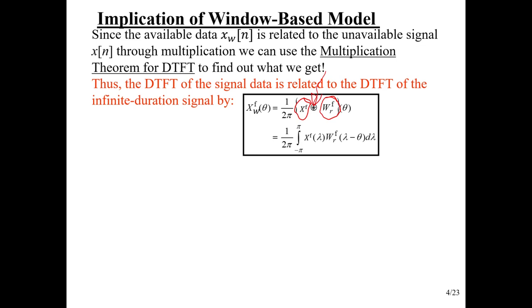Because DTFTs are periodic, we have to do what's called a circular convolution. And we'll revisit circular convolution again later in the course when we talk about overlap save and overlap add things. And so here is the actual mathematical form for that convolution. Now, relax.